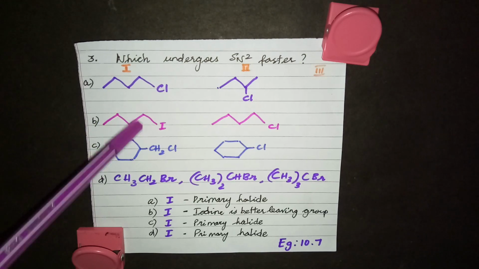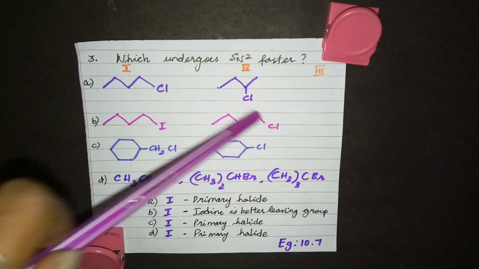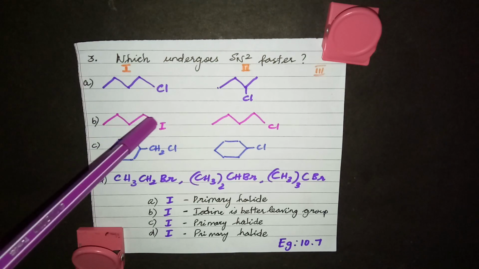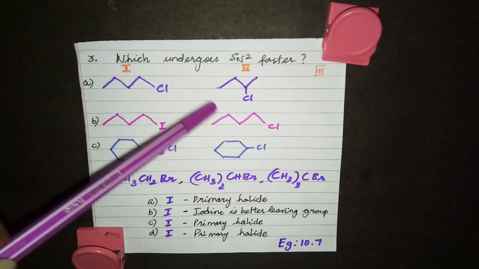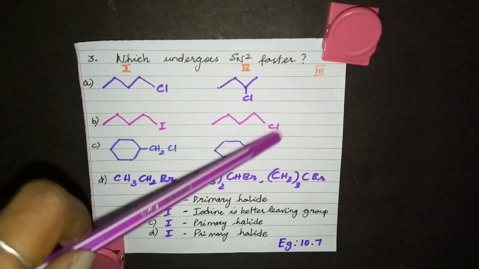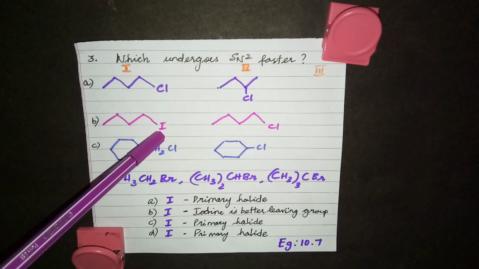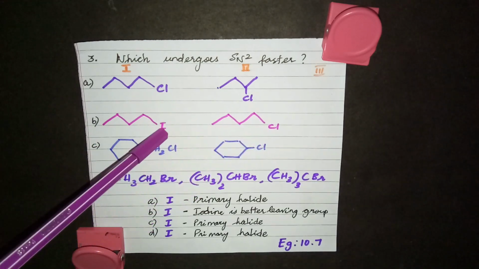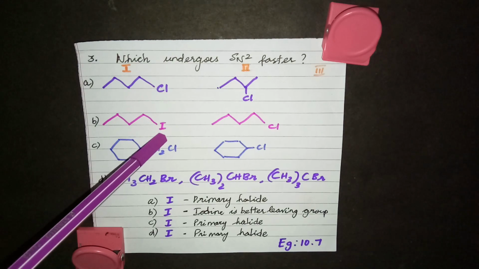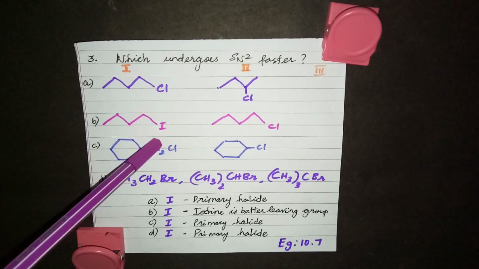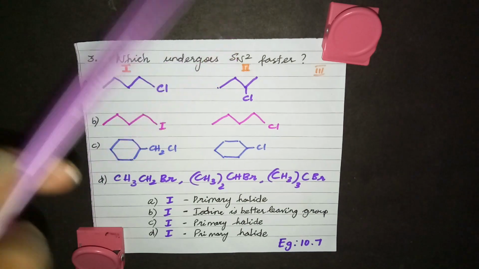Now here see both alkyl groups are the same. So 1, 2, 3, 4. 4 is there. So which means butane. So this is butyl iodide, butyl chloride. And look for the halides. This is Cl, this is I, and you know I is a better leaving group. So the iodide will undergo reaction faster no matter whether it is SN1 or SN2.